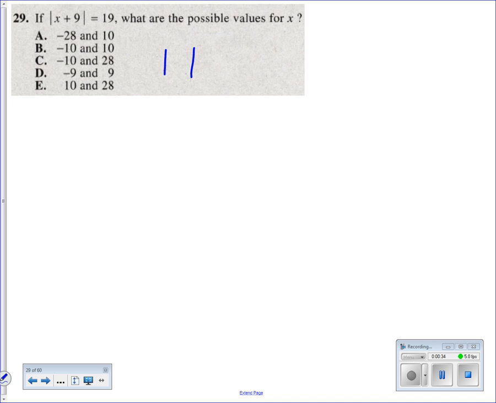So if I took the absolute value of a, or if I took the absolute value of negative a, in either case, my simplified solution would be a. I'm only concerned with the size or magnitude of the value. So in essence, we always lose any negative signs and all values become positive. All right, so in this case right here, we have the absolute value of x plus 9 equals 19.